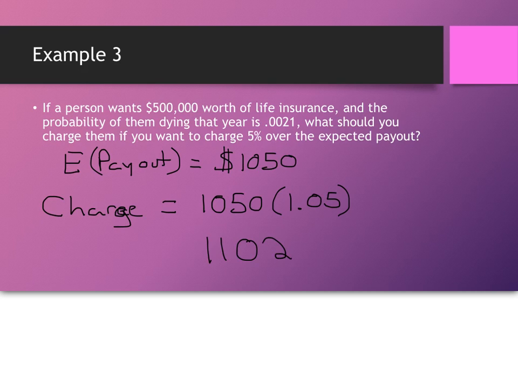So they would charge you $1,102.50. And this is for a year's worth of insurance, okay? So if you, at the beginning of the year, bought all your insurance, they do $1,102.50.